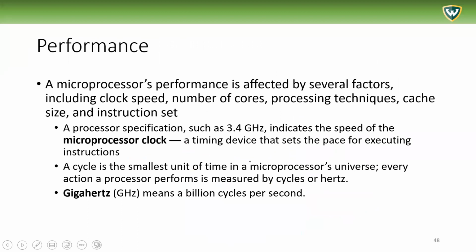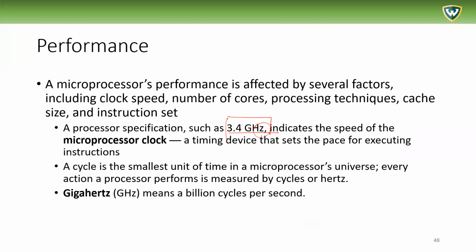Performance. A microprocessor's performance is affected by several factors, including clock speed, number of cores within the microprocessor that actually process the data, processing techniques, cache size, and instruction set. There are quite a few. A processor specification, such as 3.4 gigahertz, you may have seen these numbers on the processor, and that has to do with the speed of the microprocessor clock. So essentially, how fast is the execution of the instructions? Usually the higher, the faster it can execute instructions.